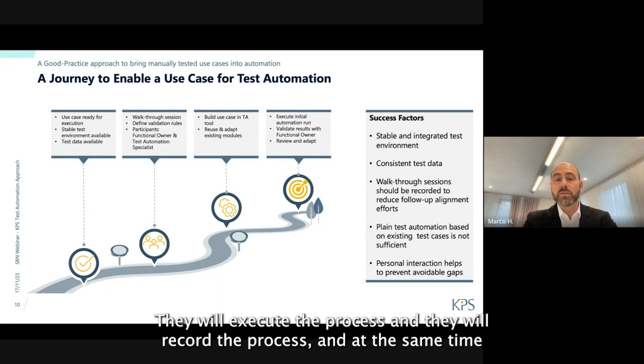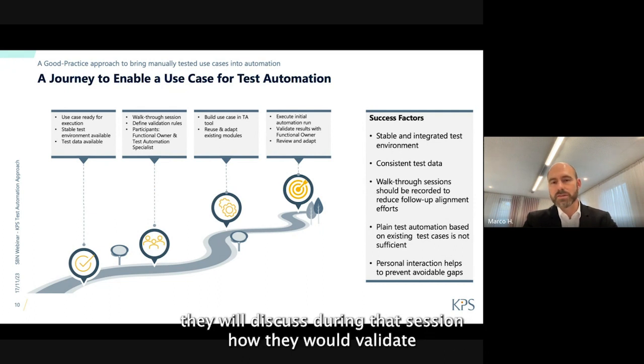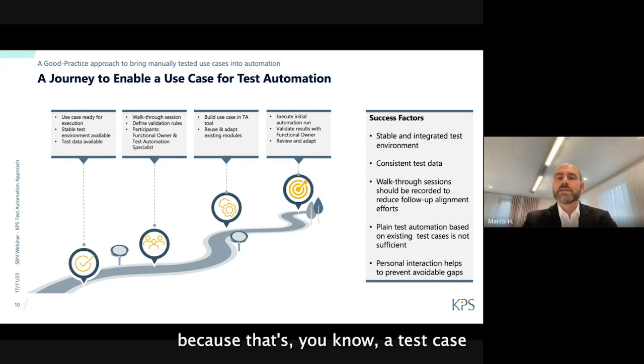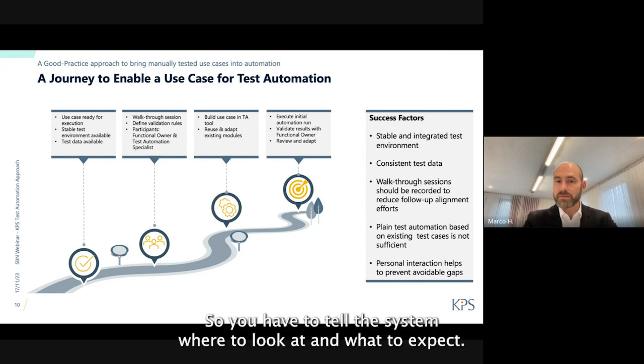They will execute the process and they will record the process. And at the same time, they will discuss during that session how they would validate their results. Because as you know, a test case does have test steps and expected results. For test automation, that's not really enough. You really have to validate the results. So you have to tell the system where to look and what to expect.